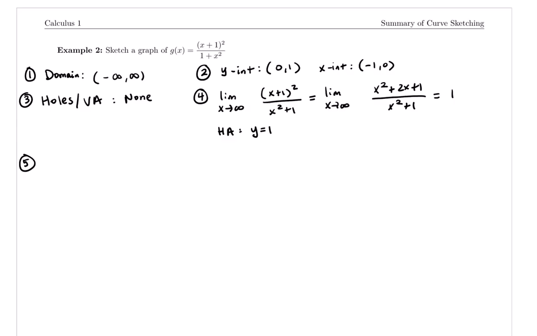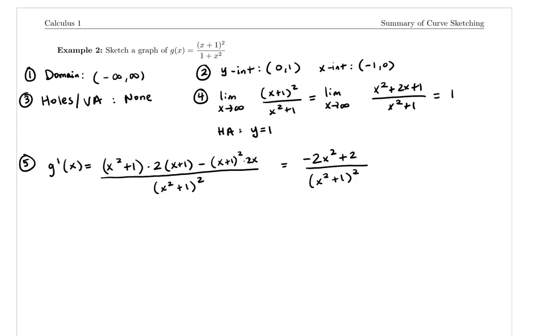Now, moving on to step 5, we can find the first derivative so that we can find any critical values. All right, so I've gone ahead and used the quotient rule to find our derivative, and then I've simplified it. Now again, our derivative is a rational function, so if I set this equal to 0, I really am just concerned with setting the numerator equal to 0. And that will give me 2x squared is equal to 2, x squared is equal to 1, and then taking the square root of both sides will give me x equals plus or minus 1. So our critical values are x equals plus or minus 1.